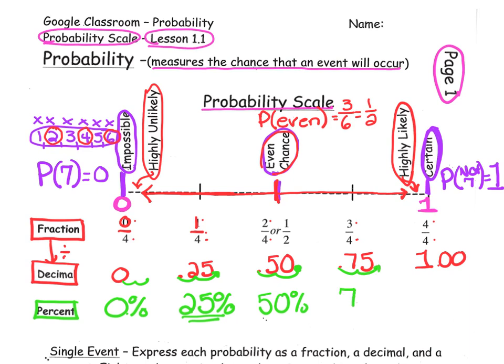3/4 is equal to 75%. And of course, 4/4 is equal to 100%. Let's try some probability problems and rate the likelihood of each of the events based on the probability scale.